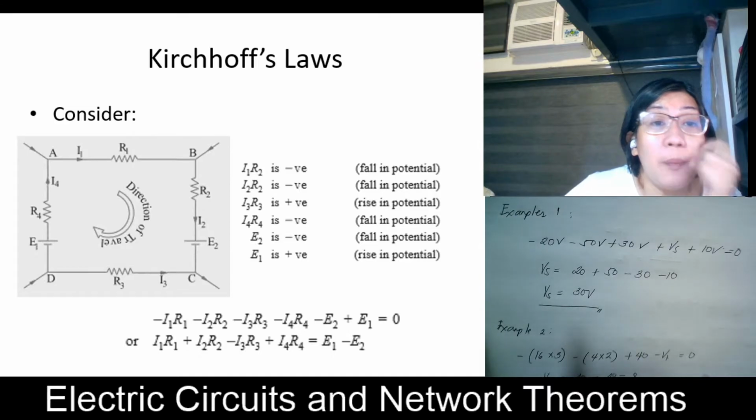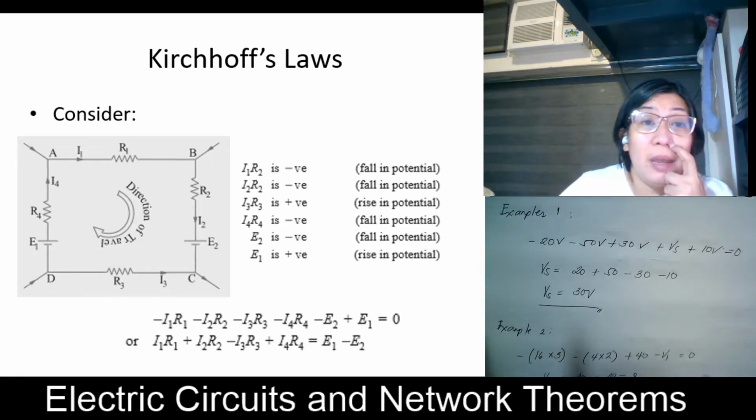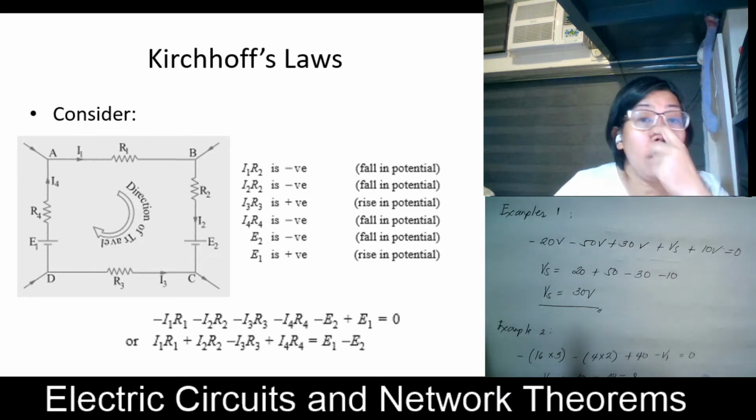Okay, so this is a typo error, class. This must be positive I3 R3, because this is positive, this is negative, and following this direction, we are leaving the positive side. So this is a rise in potential. So only I3 R3 has a rise in potential. So either the others are negative or we make them positive, and the remaining negative is I3. Or, this will become E1 minus E2.